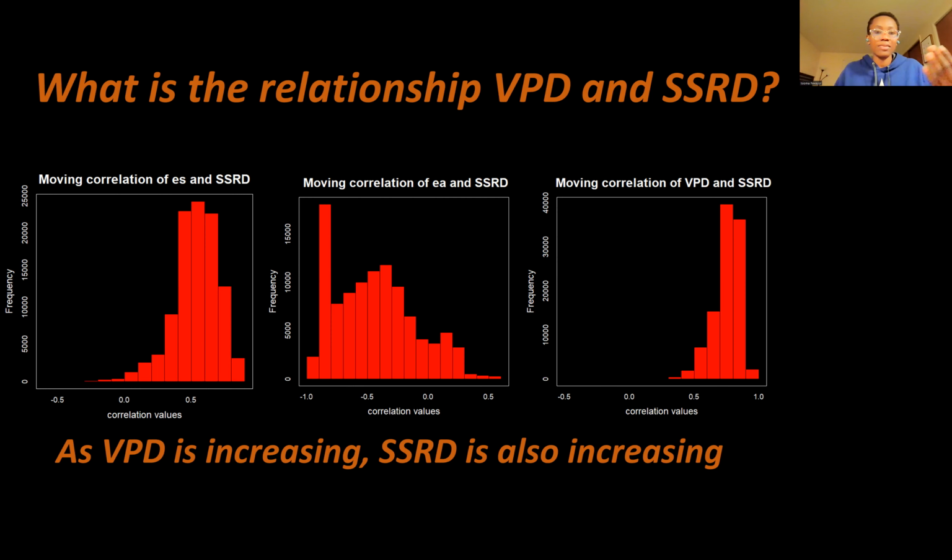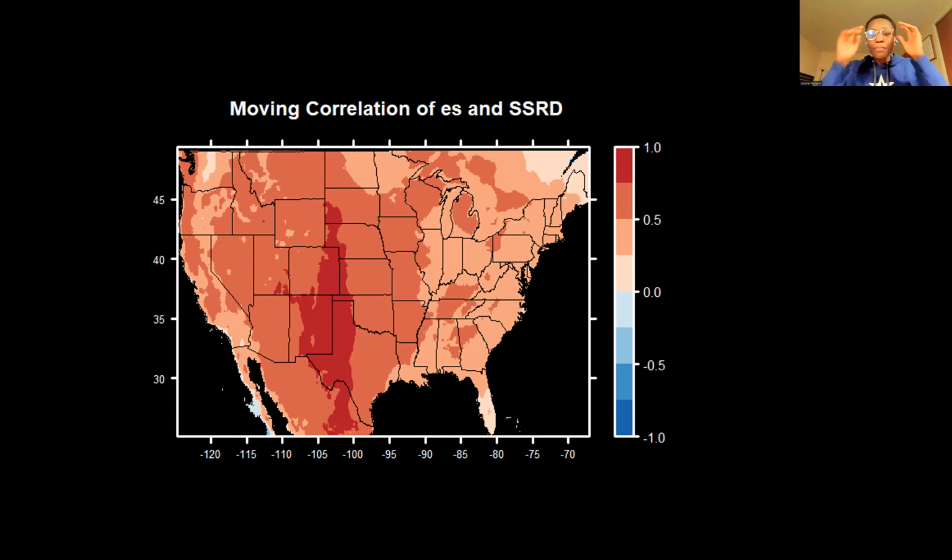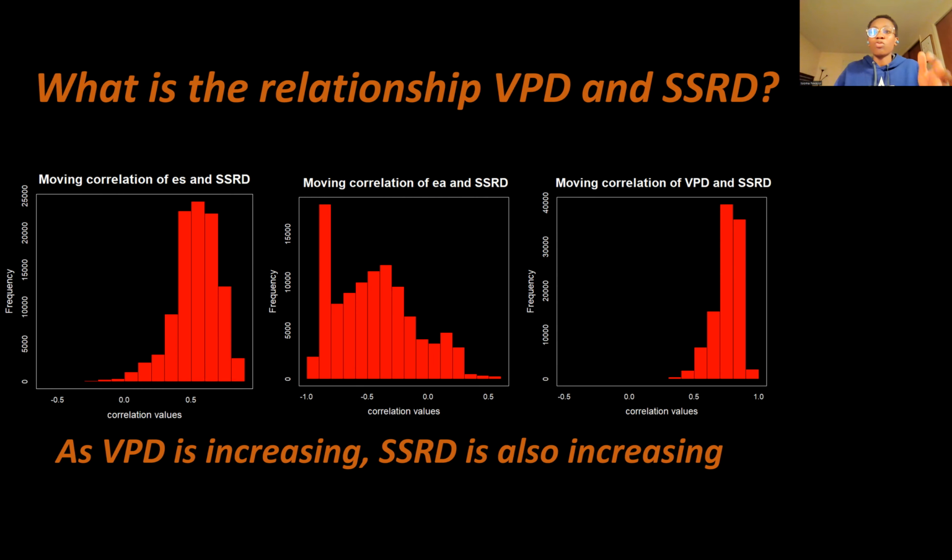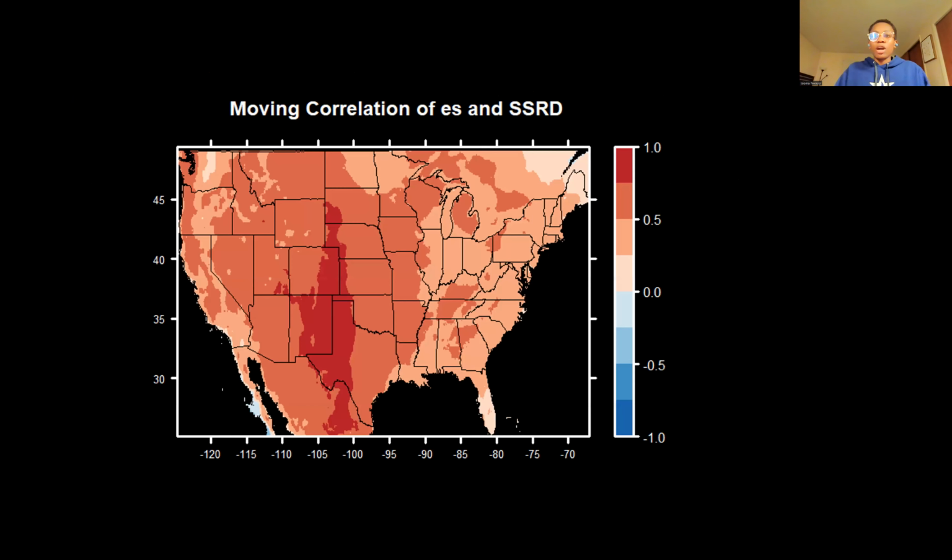So VPD is increasing, SSRD is also increasing. So I decided to look at the maps. This is the same result, but just with the map. And remember, this is moving correlation. So 12 months moving average correlation to actually show the different months. I got monthly data, but I used the 12 months moving correlation.